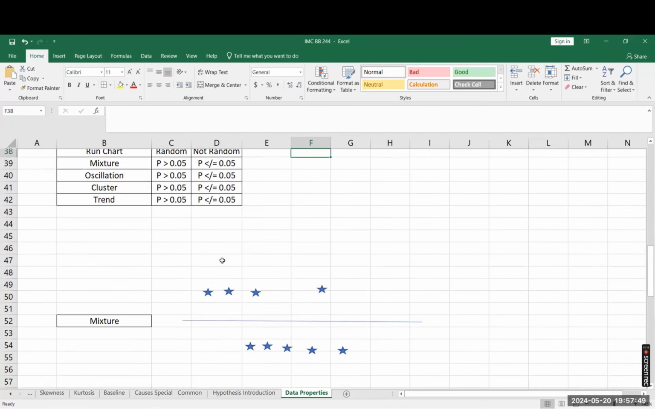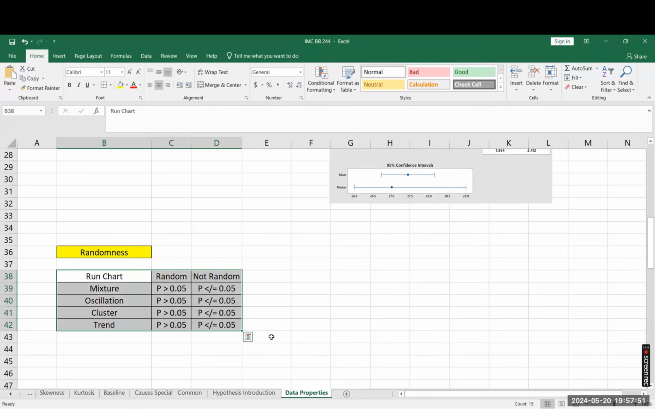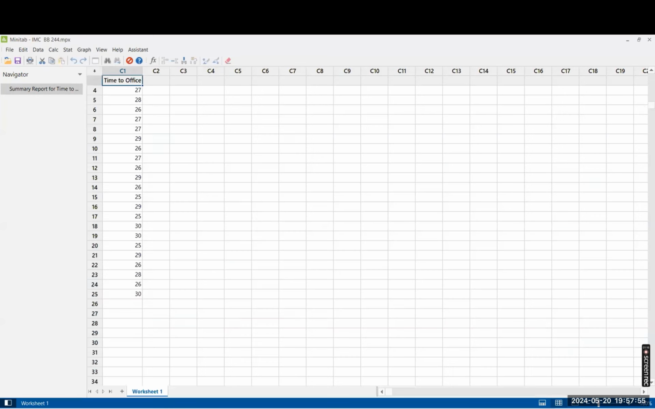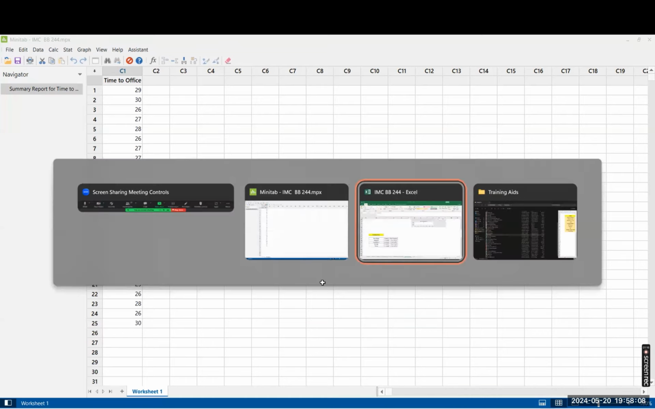Now let me plot this run chart in the Minitab. May I ask you a question? Yes, please ask me. Can you show the screen? Excel sheet? Ask me, please, Sabin. Yeah, I was asking if you can show the Excel sheet, because you have opened the Minitab.